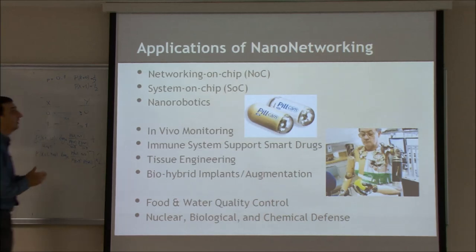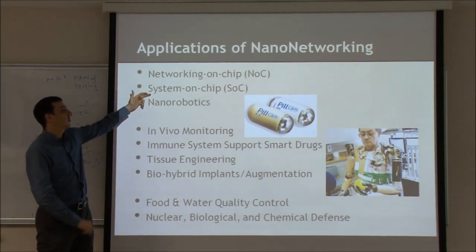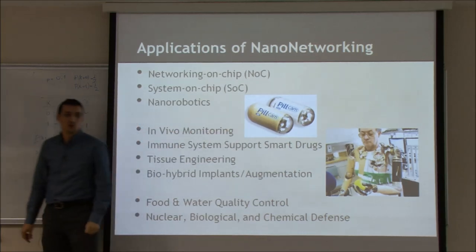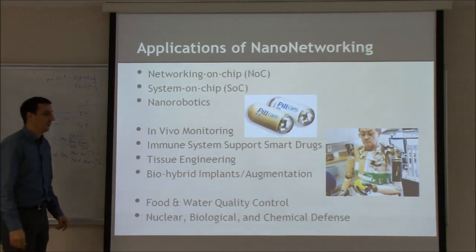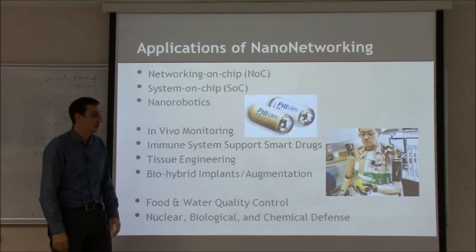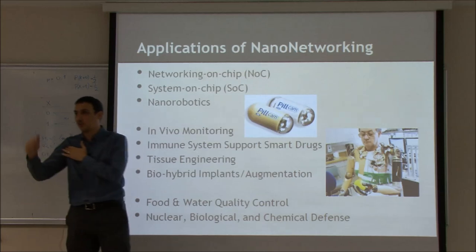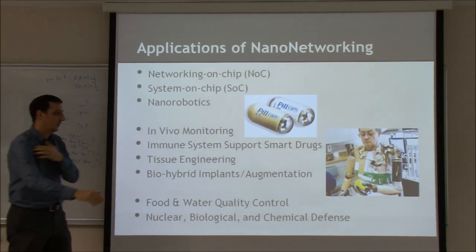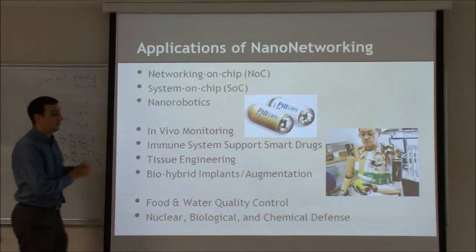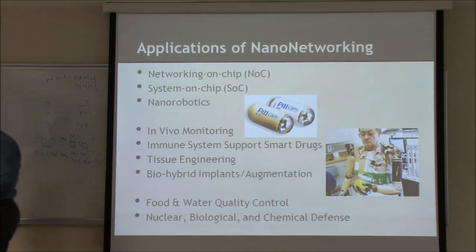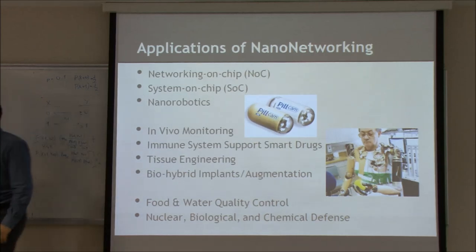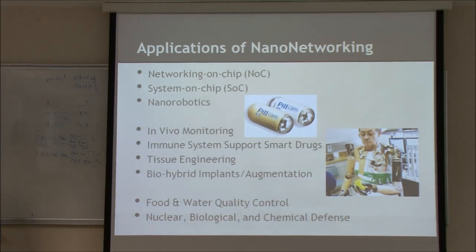And these are the applications of nanonetworking: networks on chip, system on chip, nanorobotics, immune monitoring. These are the pills you have mentioned, I think. And biohybrid implants and augmentation. I can't imagine the interface between the mechanical arm, the artificial arm, and the main body. They are very incredible and realized issues. And food and water quality control, CBRN defense, and it has many, many applications.